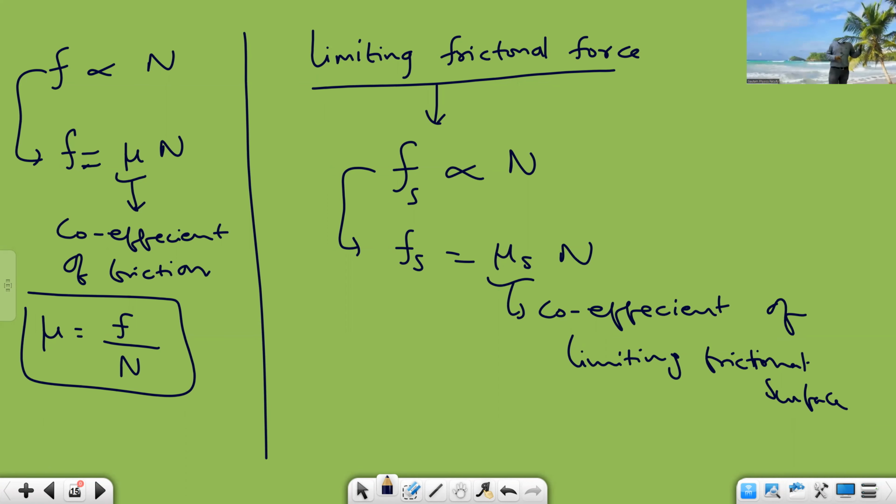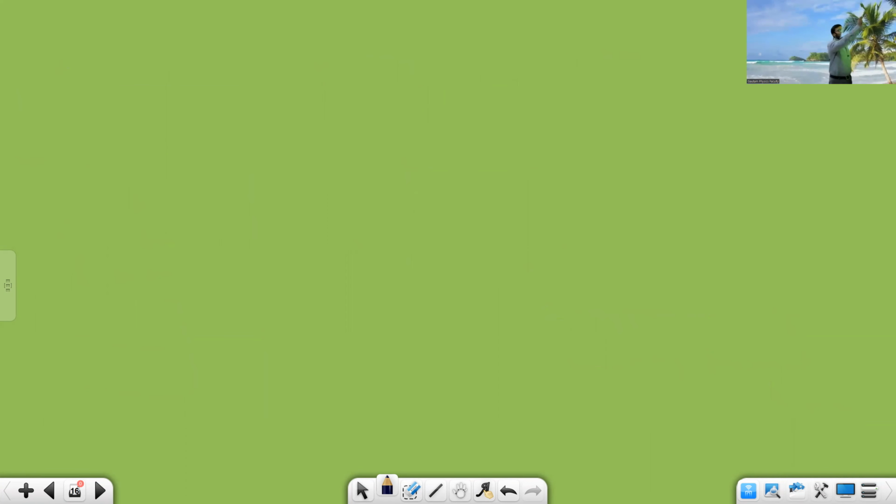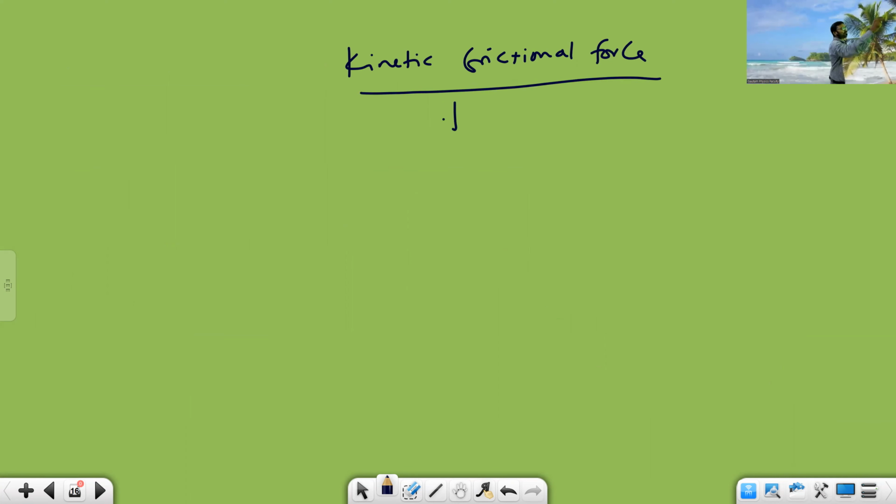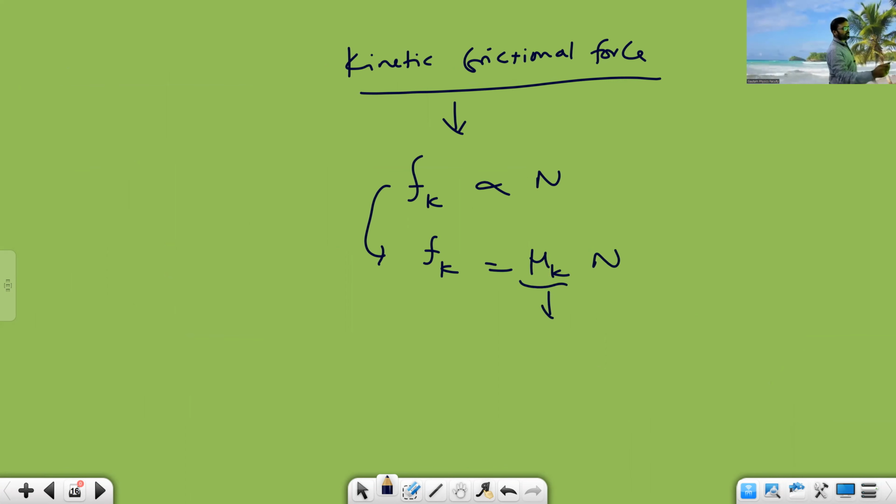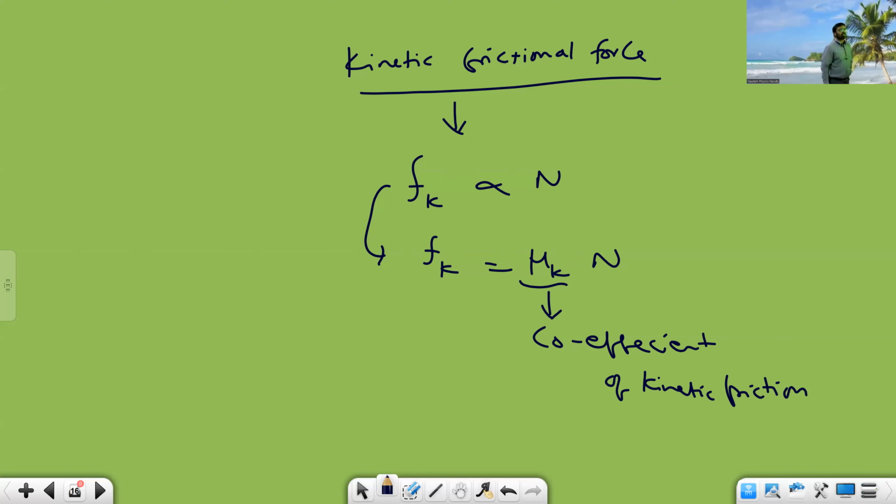I hope all the kids got some idea of limiting frictional force. After that, kinetic frictional force. What happens in kinetic frictional force? I can write Fk is directly proportional to N, Fk is mu k into N. Fk is kinetic friction, mu k is the coefficient of kinetic friction. All this is very common. You are very clear with these things already from early classes, so no issue at all. Coefficient of kinetic friction.